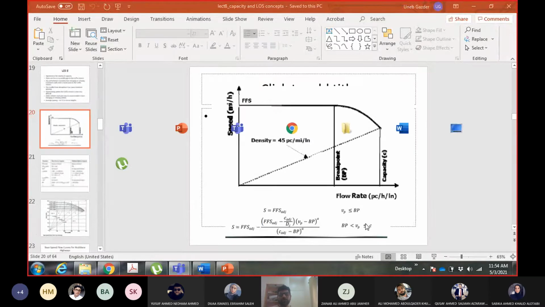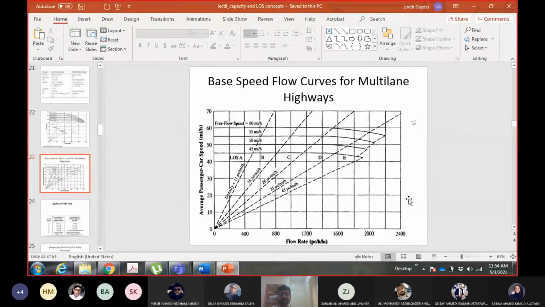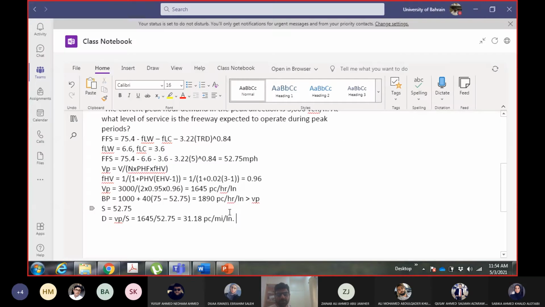If I know the density, I can calculate the level of service from here. It's a freeway, so you will look into this column. Our value is 31 point something, so this range is level of service D. So your level of service is D. This is how you perform the analysis for finding out the level of service for a freeway.